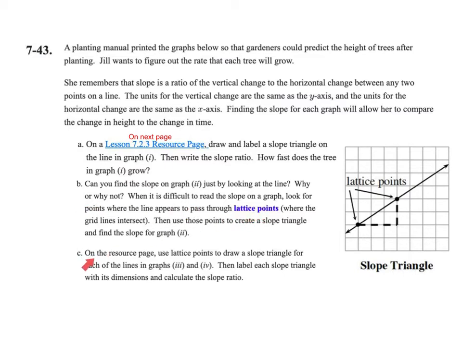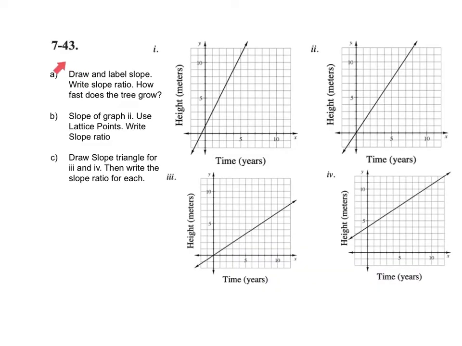And then in part C, you'll be doing a similar thing, but this time with graphs 3 and 4. Let's take a look at what this looks like, and I think the next page will make more sense. Okay, so here's 7.2.3, and it is summarized. Here are the graphs they're talking about, 1, 2, 3, and 4. The first one says draw and label slope, and this is referring to just graph 1, and then write the slope ratio. So take a second, see if you can pull back what you did yesterday, draw the slope triangle, and see if you can write that slope ratio. I'll come back in just a second.